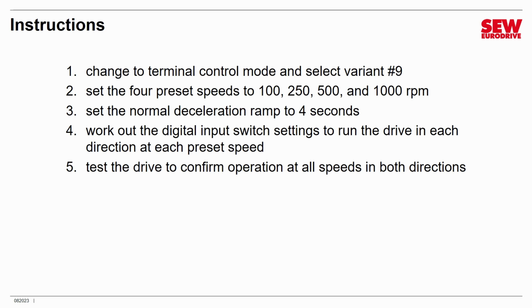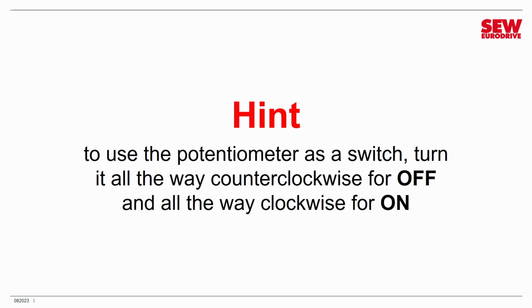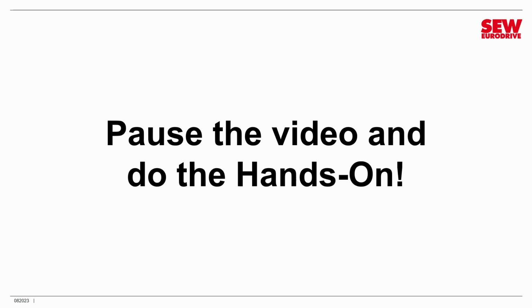I'm going to give you a hint here that probably won't make much sense right now, but as you dig into this, it will. Remember, your demo unit has a potentiometer connected to its 4th input. Normally, this is used to provide analog speed control, but you can use it as a digital on-off switch simply by turning it all the way counterclockwise for off and all the way clockwise for on. So that's a hint. I think you'll see that that could be useful in just a few minutes. So, pause the video and do the hands-on.